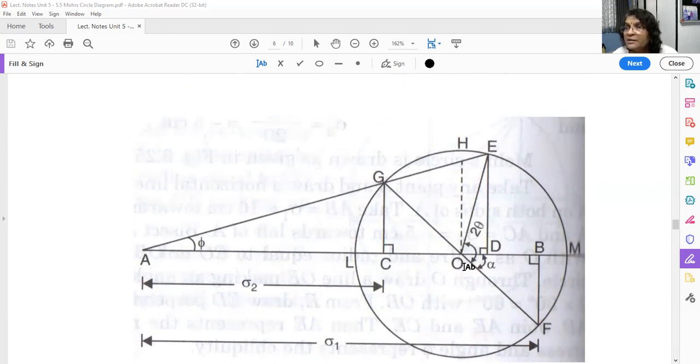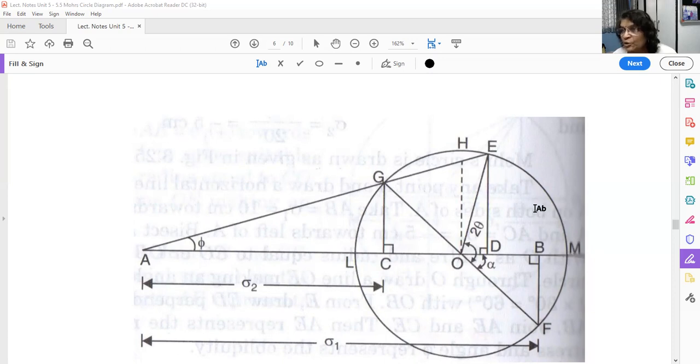So from OF, the angle is 2 theta for OE. E is the point which represents the inclined plane. Now when this inclined plane becomes parallel to this one, the 2 theta angle will reduce to alpha, because we want to find the principal plane angle. AM is the principal stress.